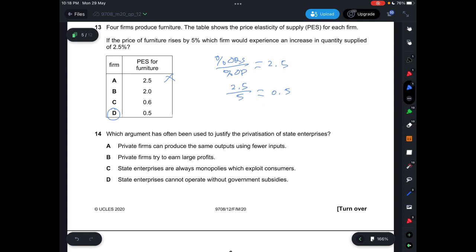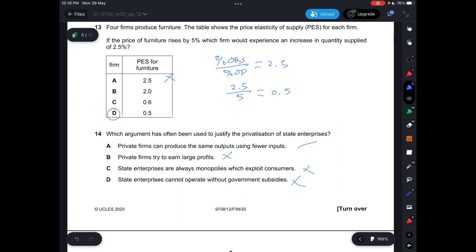Question 14. Which argument has often been used to justify the privatization of state enterprises? So we are talking about privatization of a national company. A says private firms can produce the same outputs using fewer inputs, which is correct. B says private firms try to earn large profits, which doesn't justify. C says state enterprises are always monopolies which exploit customers, which is not really justified. And D says state enterprises cannot operate without government subsidies, which is not the main argument here.